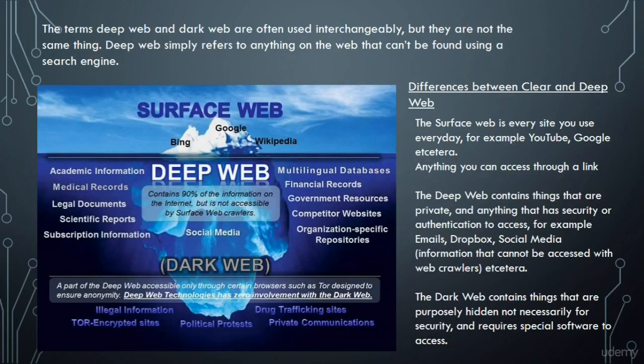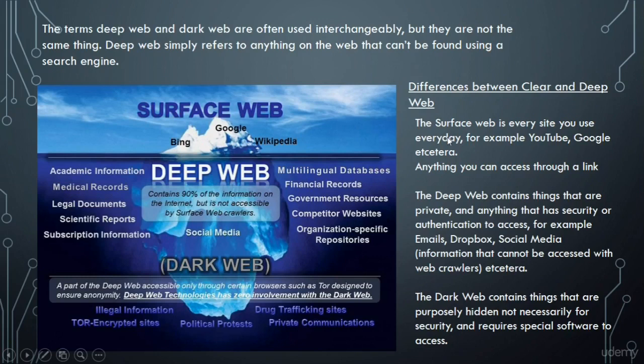Now let me explain the differences with the help of this image right here. Very nice image that'll hopefully explain everything clearly. Before we go into the differences, let's look at a key thing here. The terms deep web and dark web are often interchanged with each other, but they are not the same thing. The deep web simply refers to anything on the web that can't be found using a search engine. As you can see from this image, let's start explaining what the differences really are.